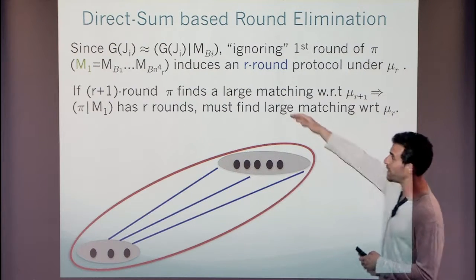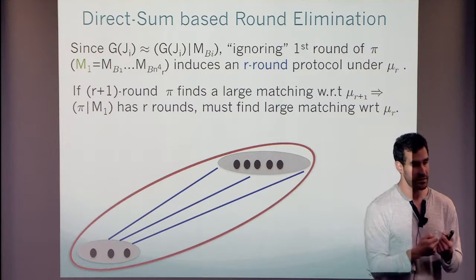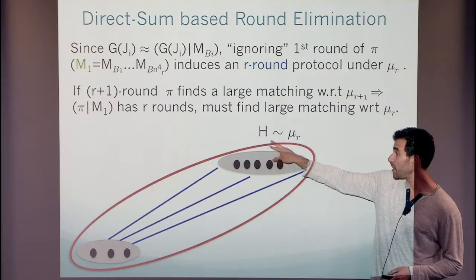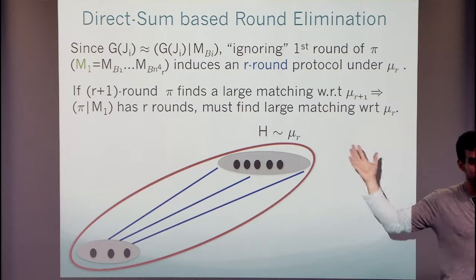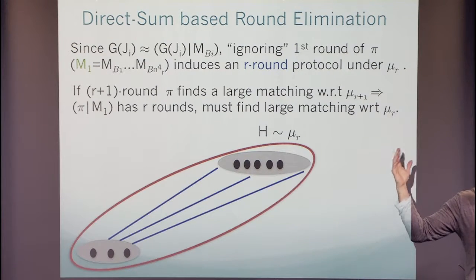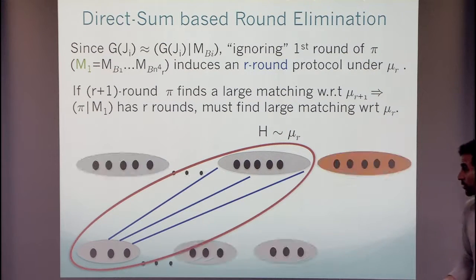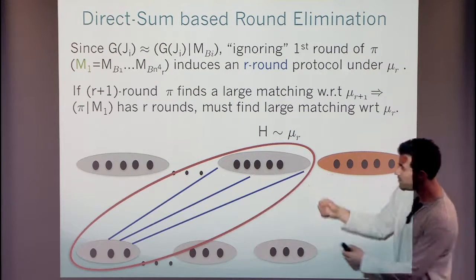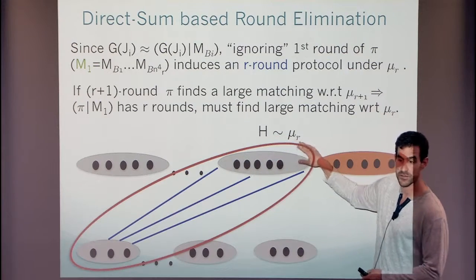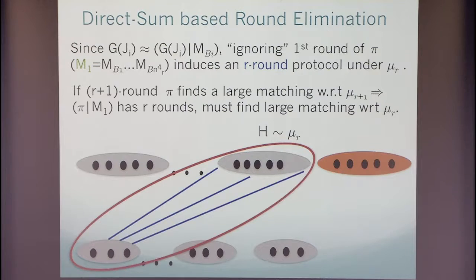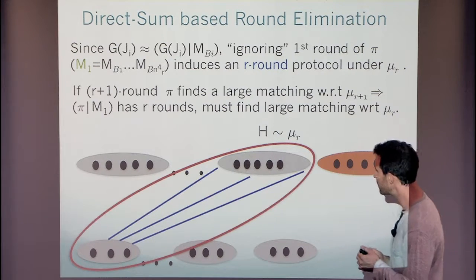So in order to embed a graph according to mu r in the higher dimensional r plus 1 round protocol, we need somehow to embed and sample the rest of the inputs to this protocol. What the players really want to do is take an instance for mu r, and complete this input so that it's a legitimate input to the r plus 1 round protocol, and only then can they just execute the protocol.